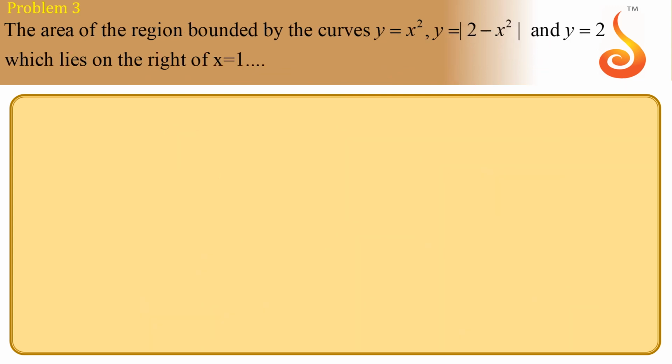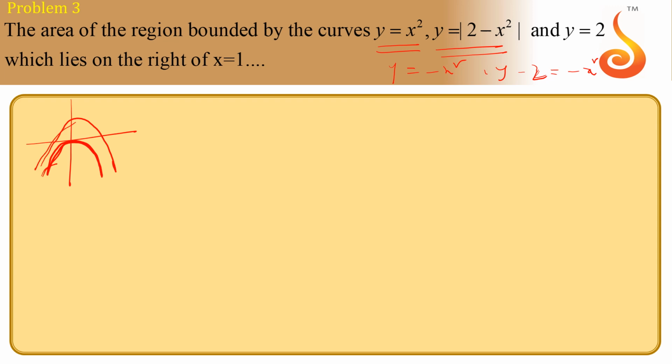Next problem. The area of the region bounded by the curves y equals x square, y equals mod 2 minus x square, and y equals 2, which lies on the right of the line x equals 1. Okay. So y equals x square, you know, this y equals minus x square. If you observe, y equals minus x square will be like this. Then for this y equals minus x square, I want to do y minus 2 equals minus x square. So it will go like this.